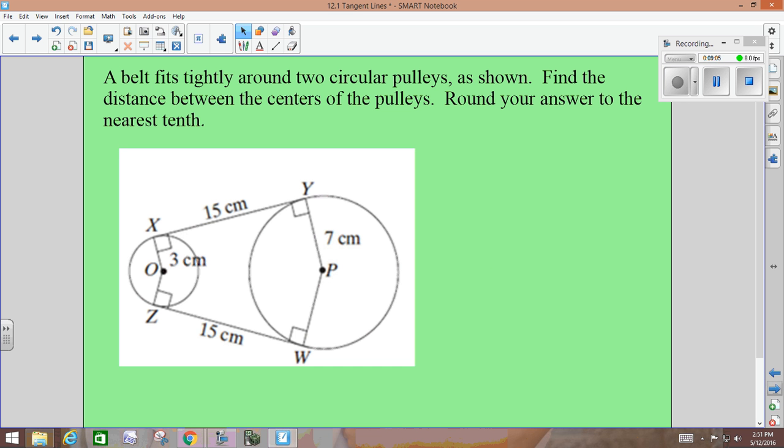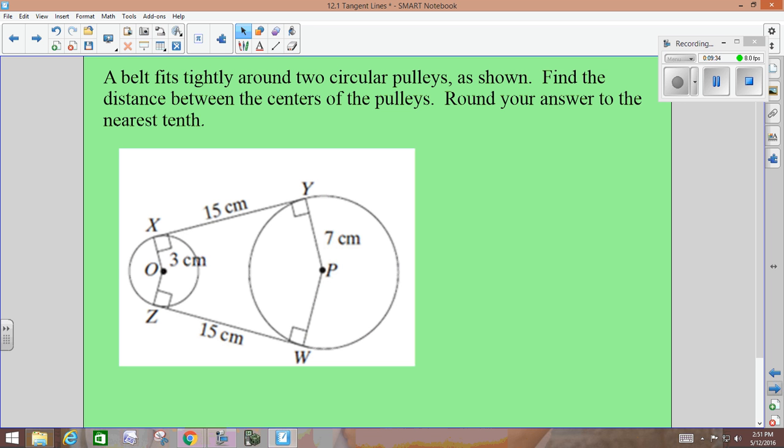All right. Here we go. Number 3. A belt fits tightly around two circular pulleys as shown. Okay. We're back in 2-dimension, guys. There's not going to be any cylinders or cones or prisms in this chapter. So don't try and envision this as a weird cylinder or something. I think of this kind of as your bike chain. You got your big gear and your little gear, and then you've got your chain going around it. Something sort of like that.